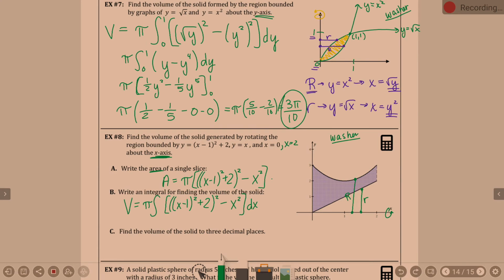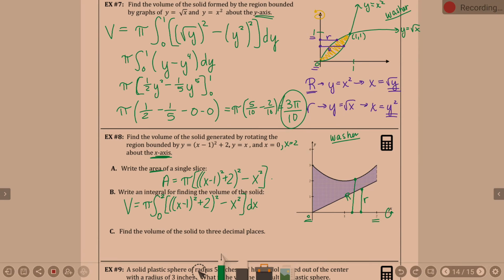What about your limits? That's what I was going to come back to. What are my limits? 0 to 2? 0 to 2, because we're talking in terms of x. Yeah, I realized at the time, I was like, I'll come back to them.